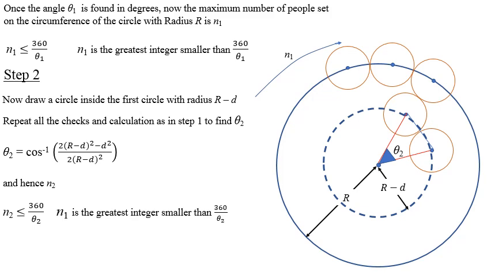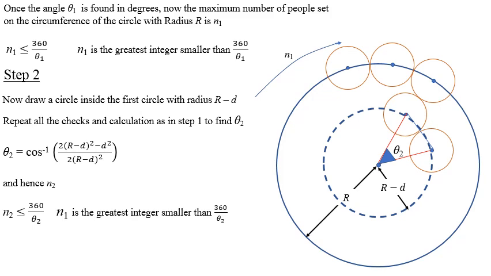Step number 2, now we focus on the second circle. The second circle means if this is the R, which is the original one, definitely this distance to here is going to be equal to D, because this is half D and this is half D, and then this is equal to D. Then it means exactly the same method as for step 1, but this time the radius is R minus D.